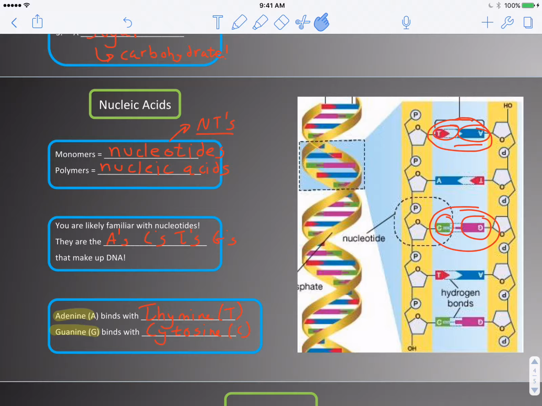I really want to preface that this is really an introductory lecture that we're going to be going back to in a few weeks when we start talking about DNA, but I thought it was really important to introduce now as our last macromolecule.